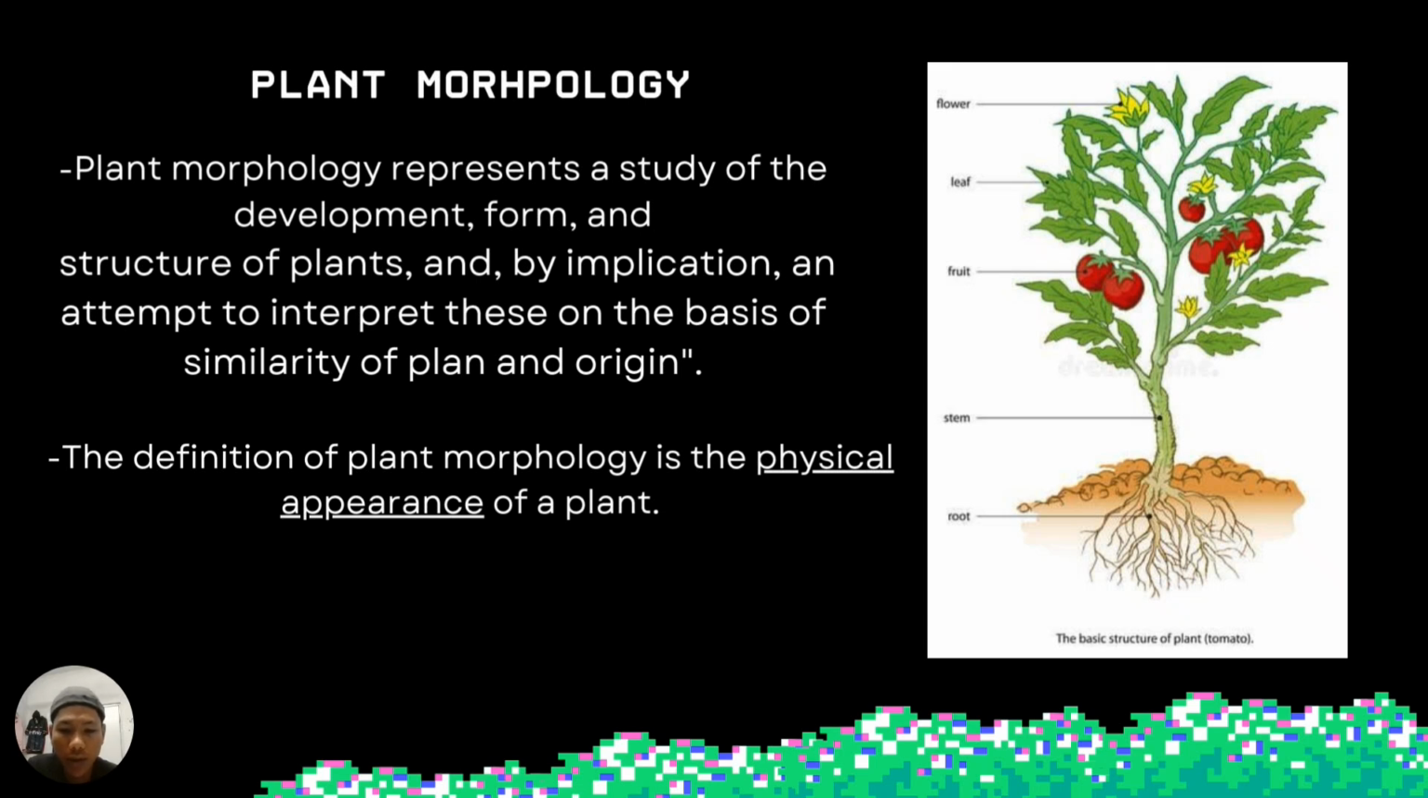Plant morphology focuses on understanding the external features of roots, stem, and leaves. Each part has unique adaptations that help plants survive in their specific environments. By studying plant morphology, we gain insights into how plants function and their role in ecosystems, agriculture, and even medicine.